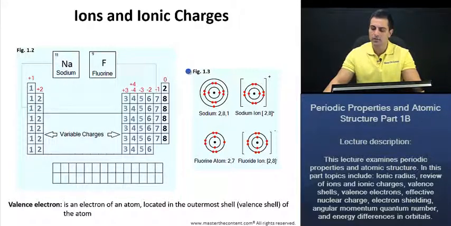Now, in figure 1.3, if we take a look at sodium here, we see that sodium has one valence electron. And recall we said that group 1 elements have one valence electron. So sodium can either give up that one electron, or it can gain a bunch of electrons. Now, it's going to give up that one electron, and when sodium gives up that one electron, it's going to become a sodium ion, as we see here. It's going to become a sodium ion, and it's going to have a positive charge.